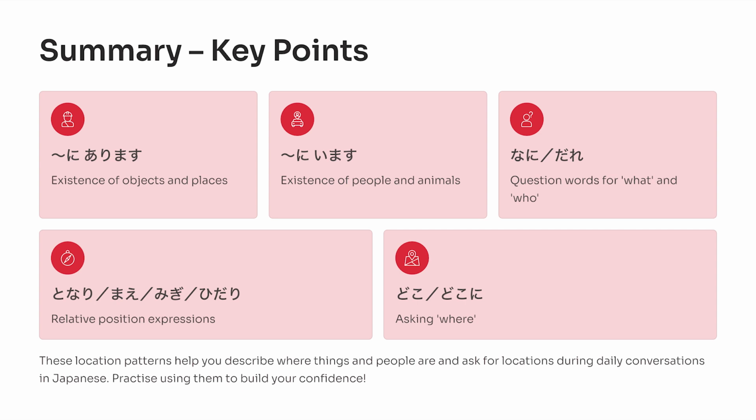These grammar patterns are essential for everyday communication in Japanese. Whether you're asking for directions, describing your neighborhood, or talking about where people and things are, you'll use them again and again. Try making your own sentences using these patterns and practice them in real conversations whenever you have the chance. In the next lesson, we'll continue building your Japanese grammar step by step.